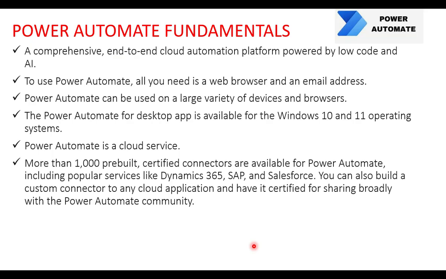Now, moving on to some fundamentals of Power Automate. Power Automate is a comprehensive cloud automation platform, and its important feature is that it is low code. So citizen developers can also start building workflows in Power Automate. It's very quick, and the learning curve is very small. To use Power Automate, all you need is a web browser, Edge, Chrome, or any browser, and any email address. It can be used on a large variety of devices and browsers, like Windows 11. There is also a web app and a mobile app.